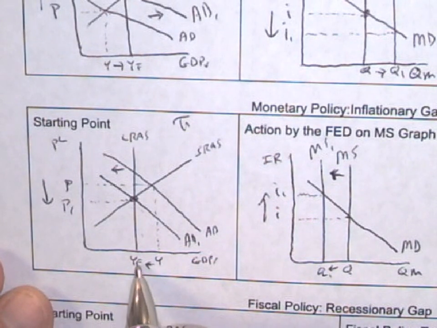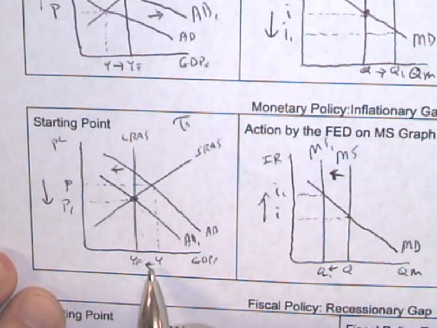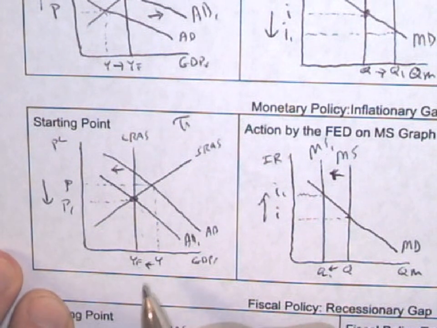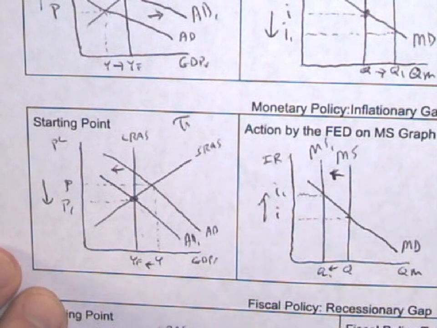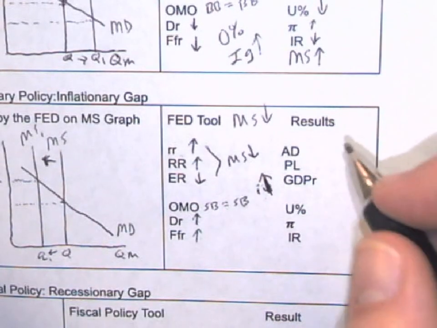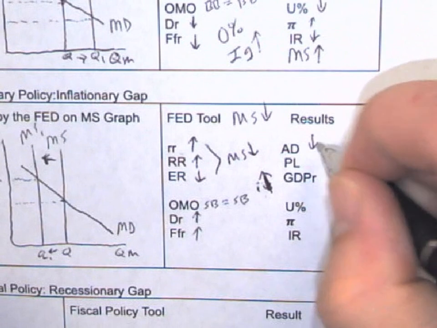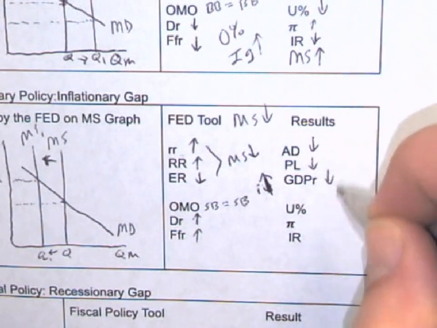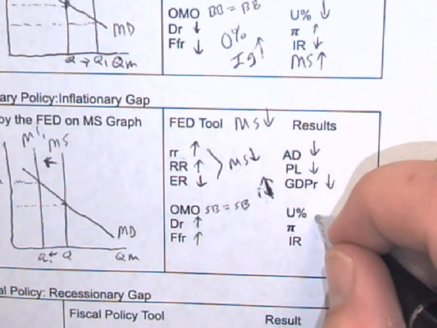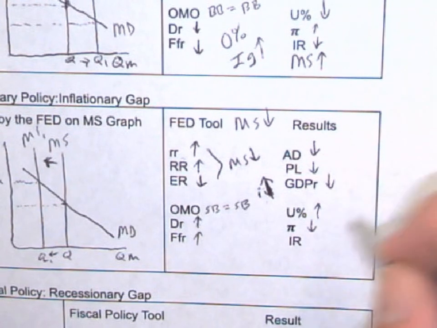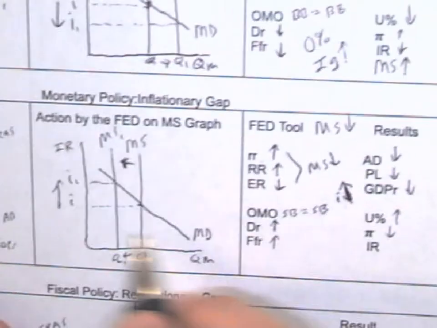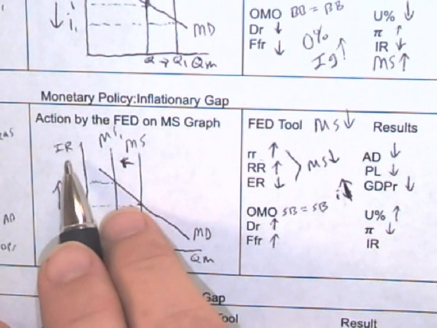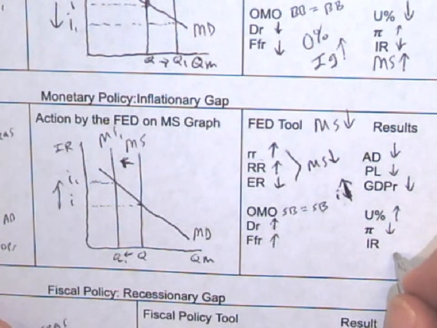And so when we shift back to full employment equilibrium, there's a reduction in GDP, gross domestic product. If we're not at work producing products, then we're unemployed. So our results are that aggregate demand is going to shift to the left or decrease, price level is going to go down, GDP is going to go down, the unemployment rate is going to increase, but inflation is going to decrease, and that's what we wanted. And this was all a result of the nominal interest rate increasing.